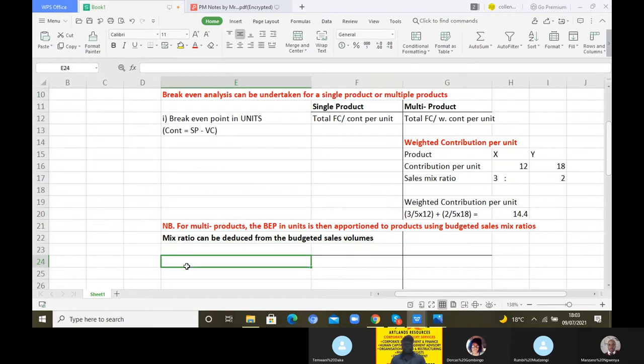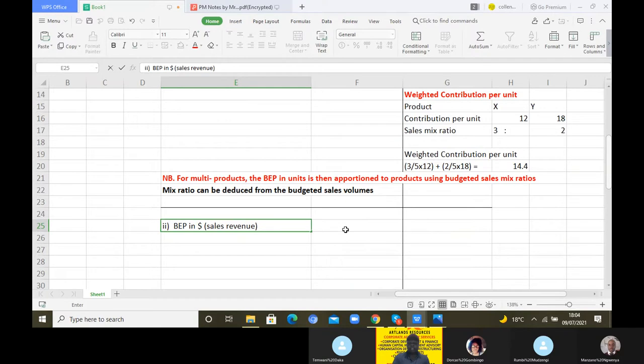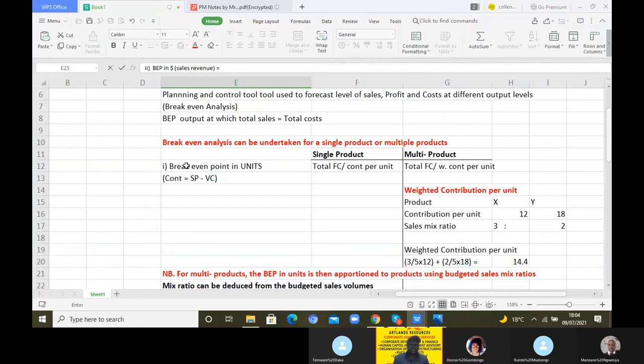Now, what is another figure that we have to calculate here? It's break-even point number two, BEP in dollars. You can calculate BEP in units or dollars. When they ask for break-even sales revenue, they don't want the answer in units. Rather, they want the answer in dollars. It's simple. All you do for a single product, if you don't mind, if I can freeze the panes here.